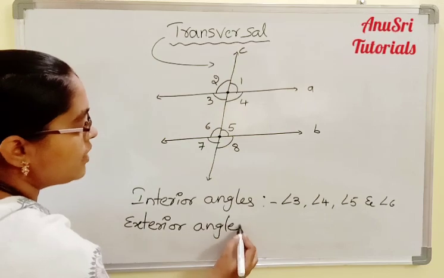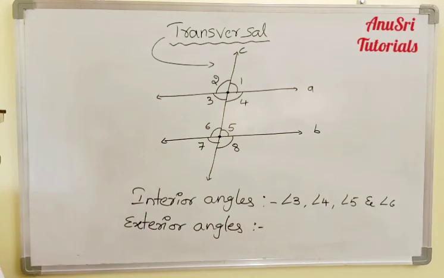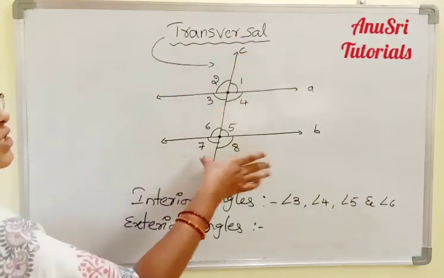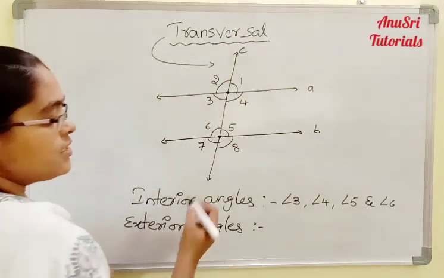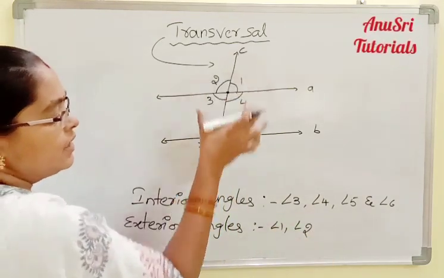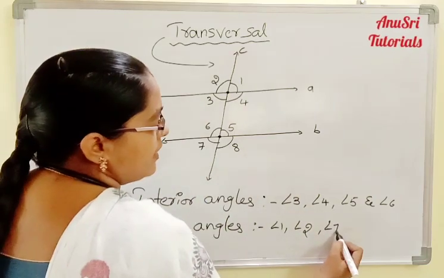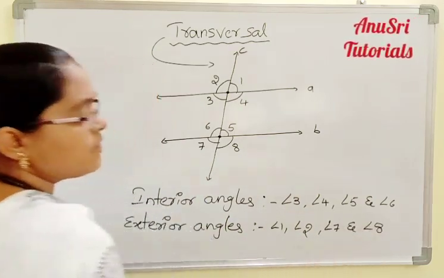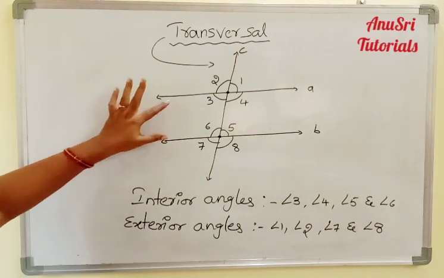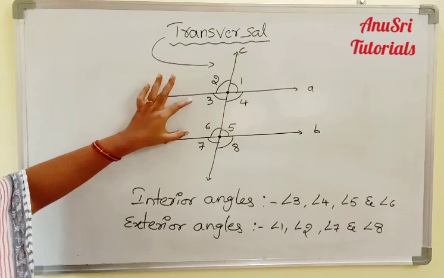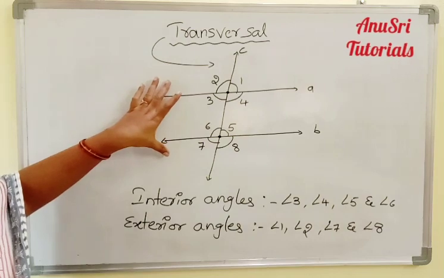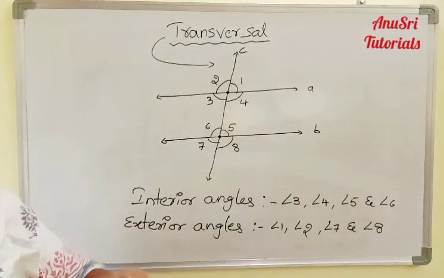Exterior angles. So what are exterior angles? The angles which are outside of these two parallel lines. See, outside of these two parallel lines. So what are the angles there outside? Angle 1, angle 2 for this line and in this line angle 7 and angle 8. So these are exterior angles. Now see here, what are interior angles? The angles lies in between the parallel lines. What are exterior angles? The angles lies outside the parallel lines are called exterior angles.